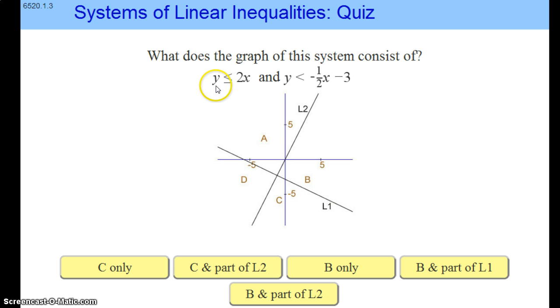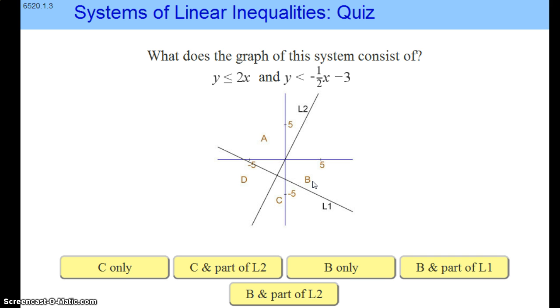So we have two lines and they graphed them for us. Now think about this for yourself for a second. Which one is y less than or equal to 2x? Well, the y-intercept is 0, so it should be going through 0. And it's a positive slope, so it should be going like this. So this is our line. We can clearly see that. And then on the other line, y is less than negative 1/2 x minus 3. Well, we can clearly see that negative 3 is the y-intercept, and it's a negative slope, so it's going this way. So we know which one's which.